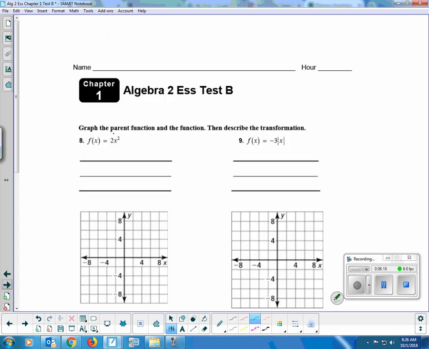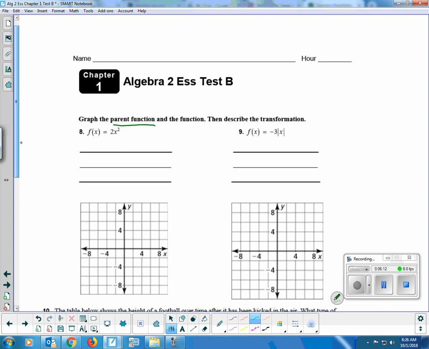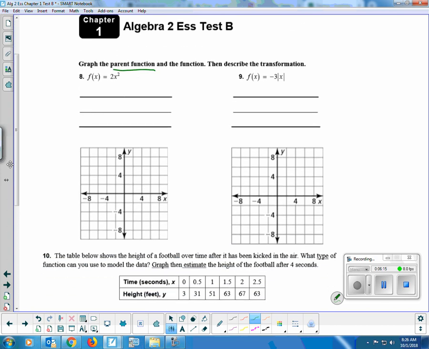All right, parent functions. We went over 4 major ones: constants, linear, absolute value, and quadratic. Number 8 is a quadratic, so it should be a parabola. The parent function is simply f of x equals x squared. That's a parabola with the vertex at 0, 0. Goes up 1 over 1. It goes up 4 over 2 is the regular width without a stretch or a shrink.